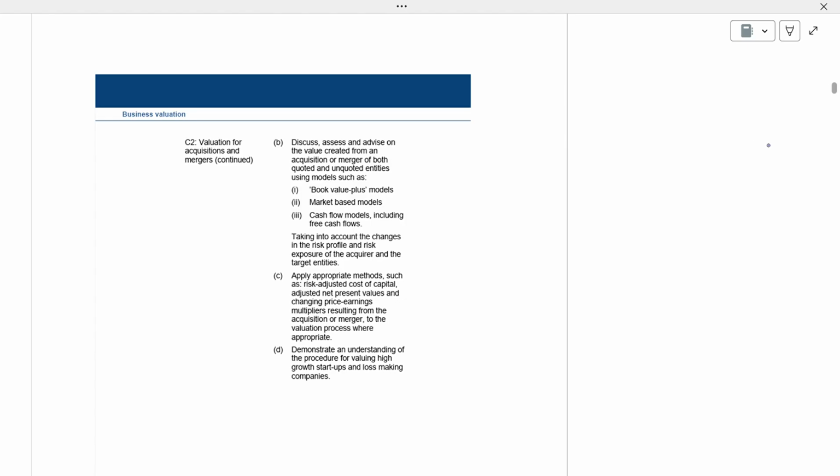When you are doing these things, this is the difference they will create. Okay, there will be a concept of quoted companies and a concept of unquoted companies. Whatever the methodology, the language is the same. Now you are more familiar with the language than before. You are talking about when you are using a book value plus market based model or cash flow models, appropriate such as risk adjusted cost of capital. Something they will use like this.